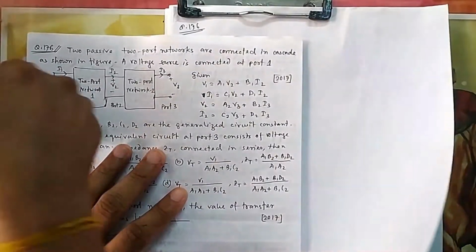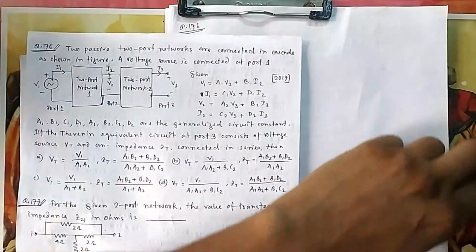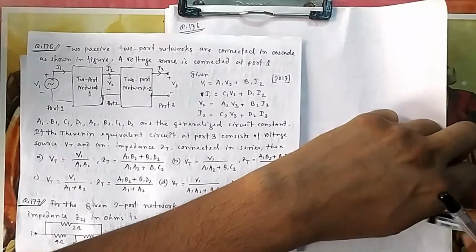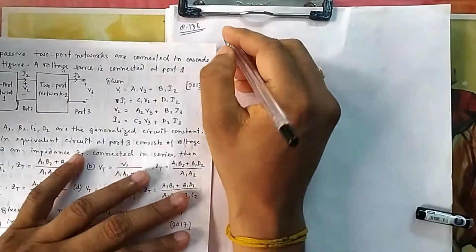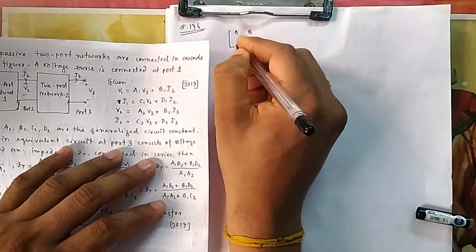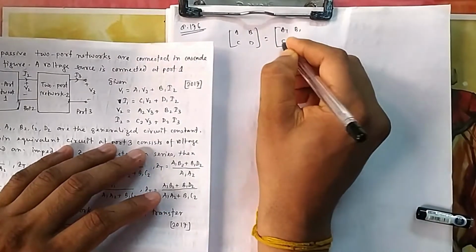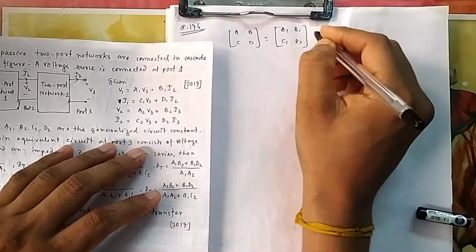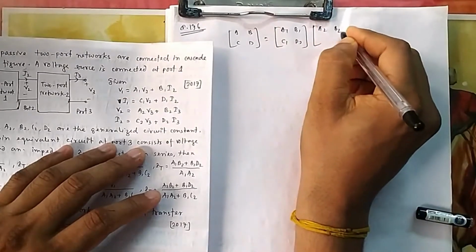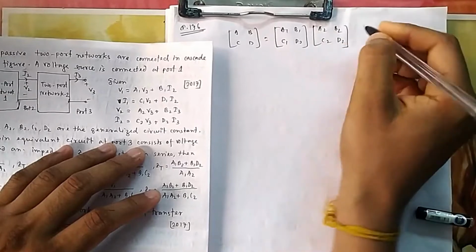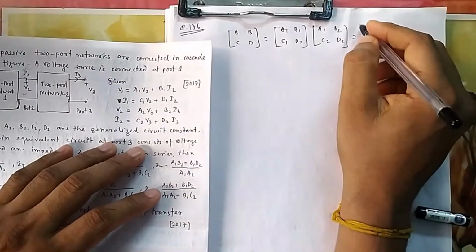Now if the ABCD networks are in cascade form, then the total ABCD can be easily found. What is the total ABCD? The total ABCD is the matrix product of these two, A1, B1, C1, D1 and A2, B2, C2, D2. And then if you take the product, that will give you the total. So what will be the total if I take the product here?